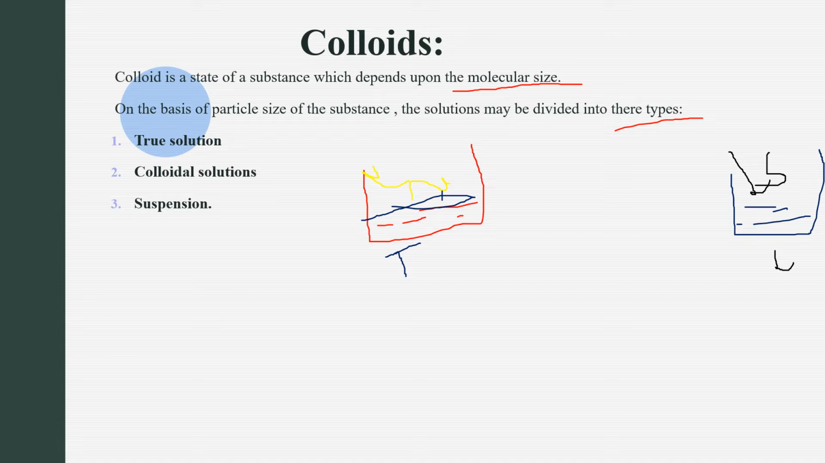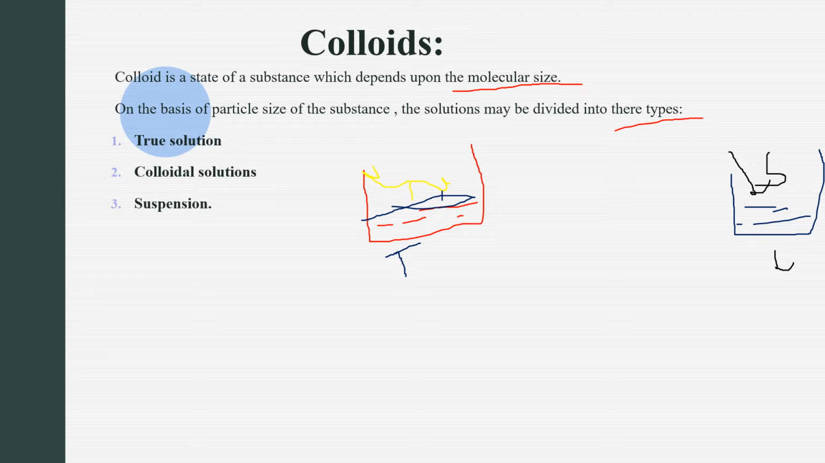And as it is not uniform, why is it not uniform? Because its solute size is very large. That's why it will not be uniform. It is not dissolved in the water, and we can see those solute particles even with our naked eyes.